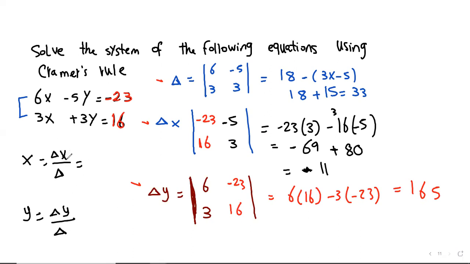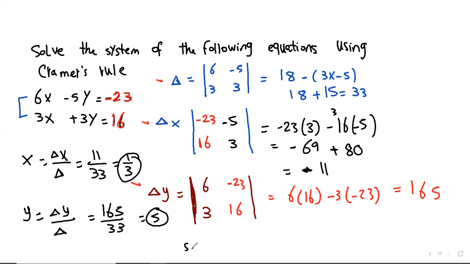So delta x over delta. Delta x here is 11 over delta 33. 11 over 33 is 1 over 3. And y is delta y over delta. Delta y here is 165 over 33, which will be 5. So what is the solution set? In this case, the solution set is x and y: 1 over 3 and 5.